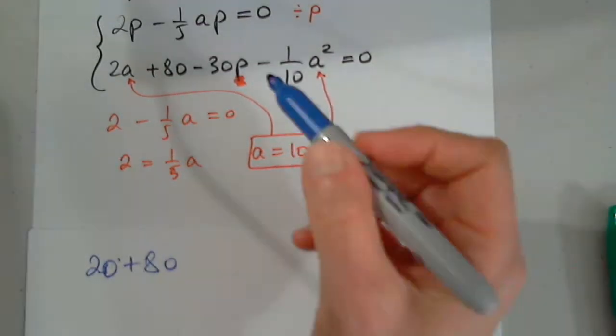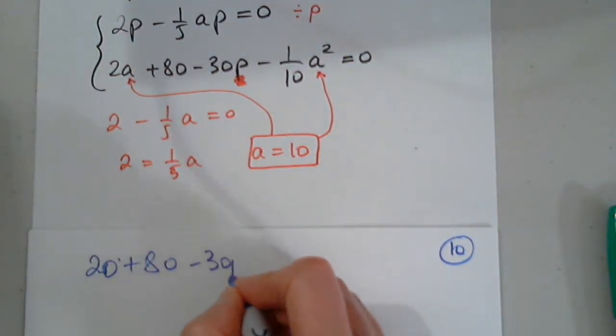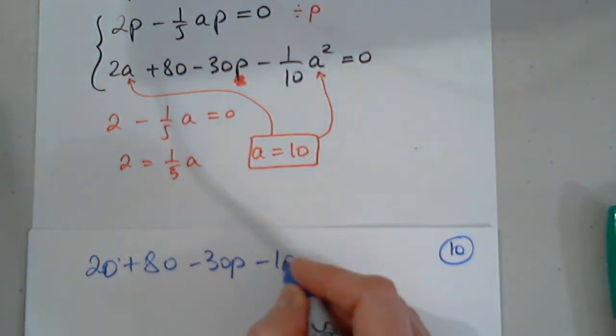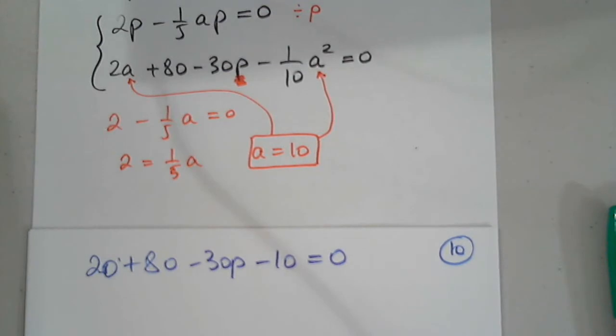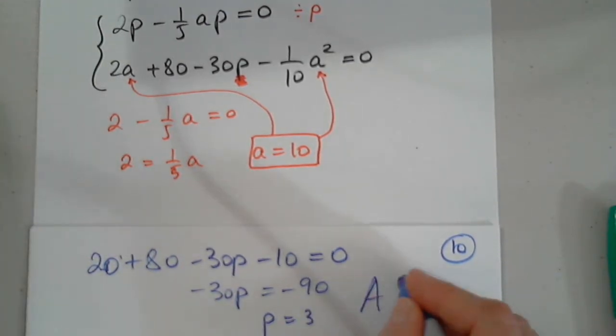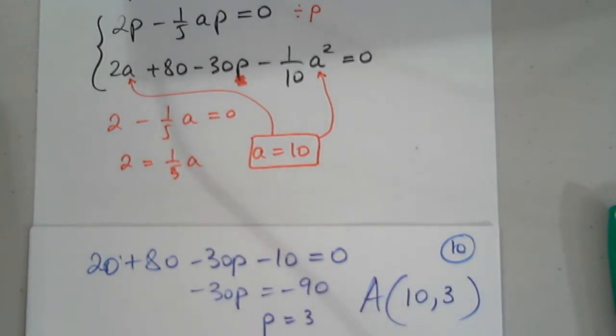Plus 80 minus 30p, and this is 100 divided by 10 is 10. So then negative 30p, this is 100 minus 10 is 90. 90 moved to the other side, negative 90, so p equals 3. So the point is, I'm going to call it A, (10, 3).